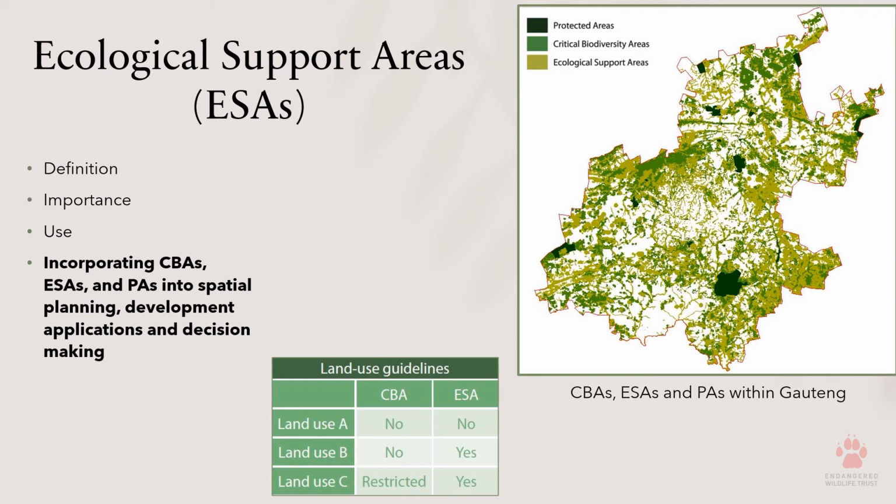Developments that will modify an area from a natural state should not be authorized within CBAs. Examples include mining and urban development. Developments that will prevent natural ecological processes from occurring should not be authorized in CBAs or ESAs. An example would be linear infrastructure that disrupts ecological corridors.